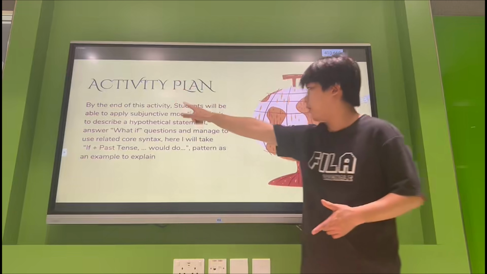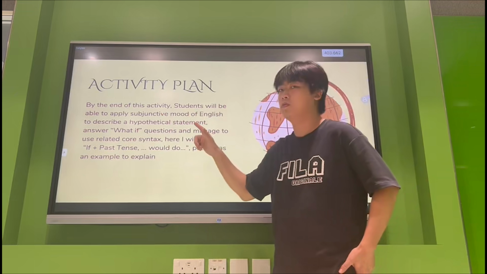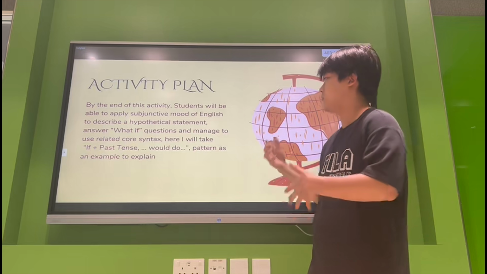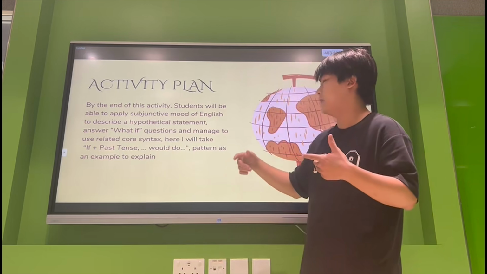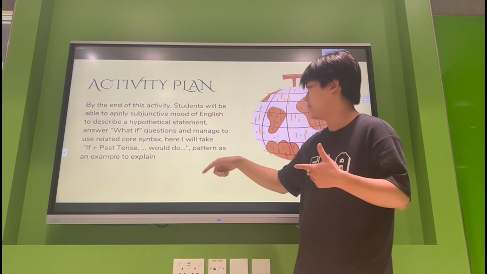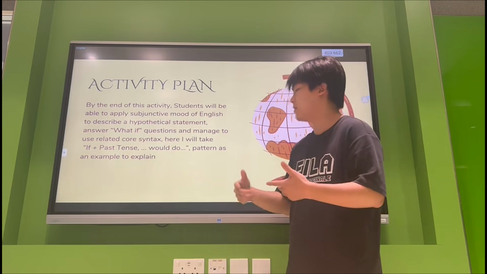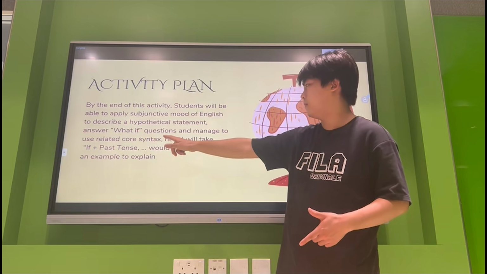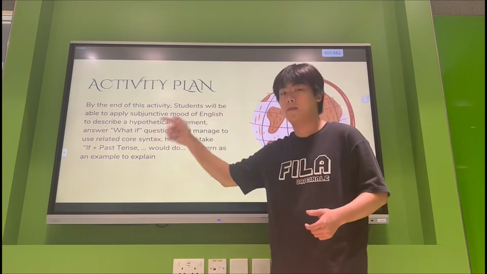Okay, here's the plan. By the end of this activity, students will be able to apply the subjunctive mood in English to describe a hypothetical statement, answer what if questions, and manage to use related syntax. Here I'll take the pattern of if plus past tense, someone did something, as an example to explain.